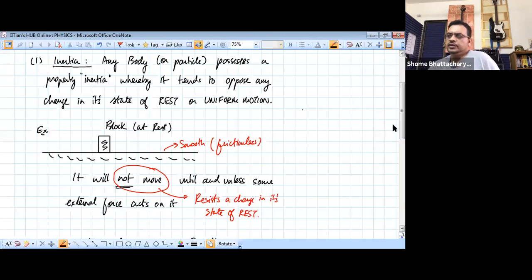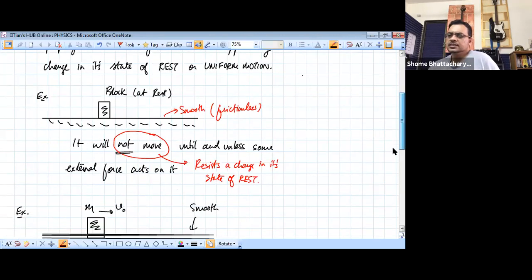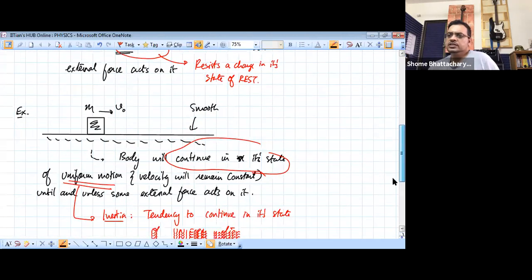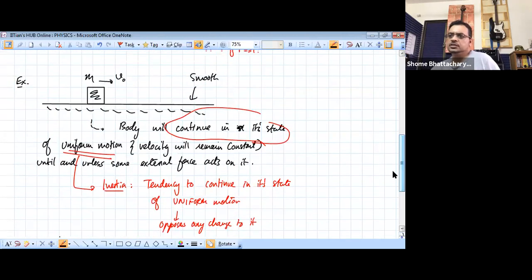Whereas the second example I'm showing you is an example of inertia of motion. Now consider a block that is moving with some velocity on a smooth frictionless surface. Now you know that it possesses this property that unless we apply an external force to it, it will just continue to move with a constant velocity.